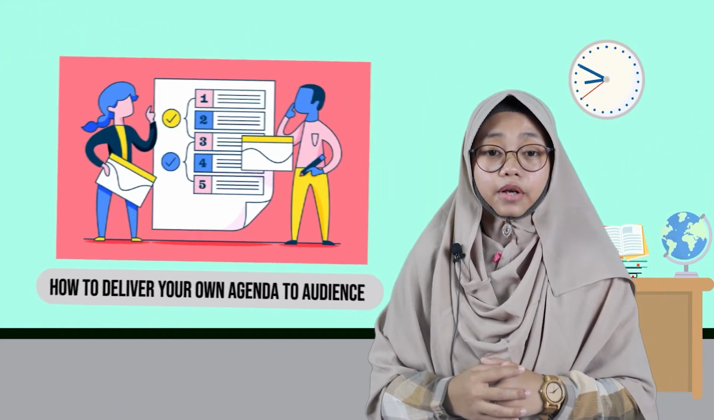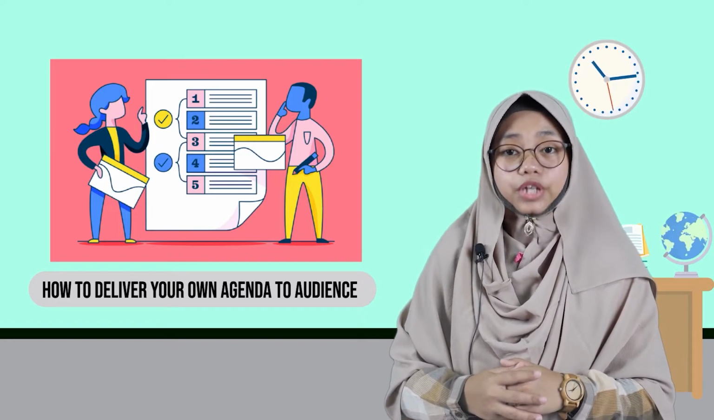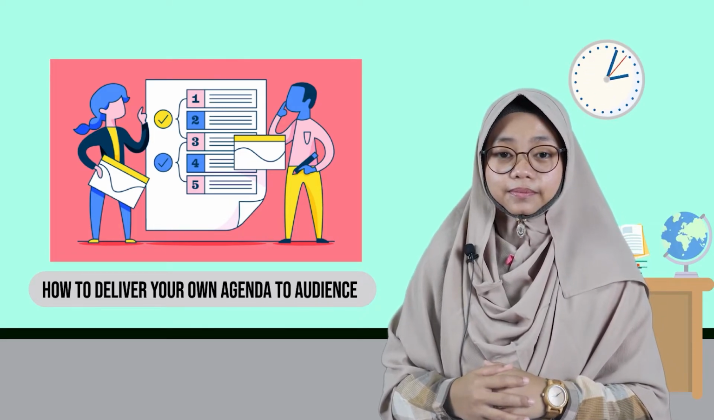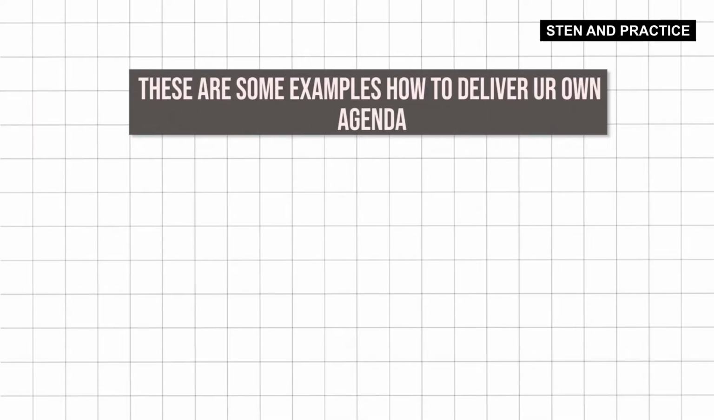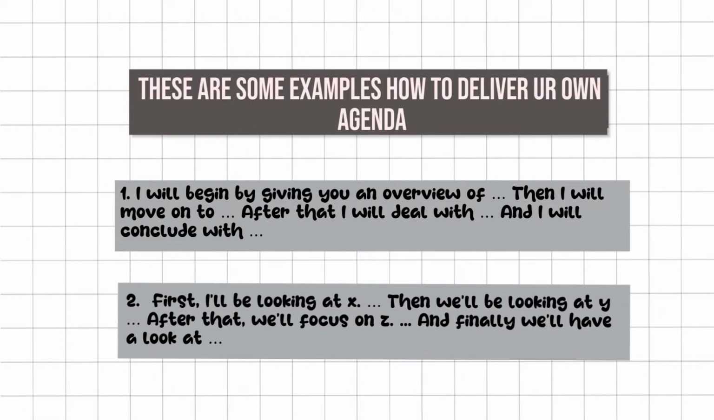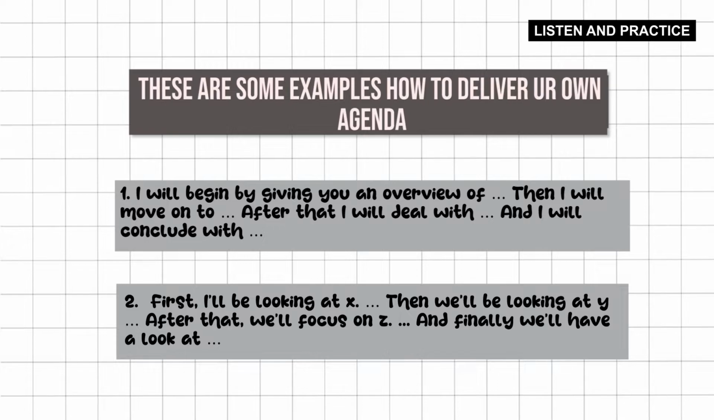Now we are going to talk about how to deliver your own agenda to the audience. This is some example of how to deliver your agenda. 1. I will begin by giving you an overview of. Then, I will move on to. After that, I will deal with. And I will conclude with. 2. First, I'll be looking at X. Then we'll be looking at Y. After that, we'll focus on Z. And finally, we'll have a look at.